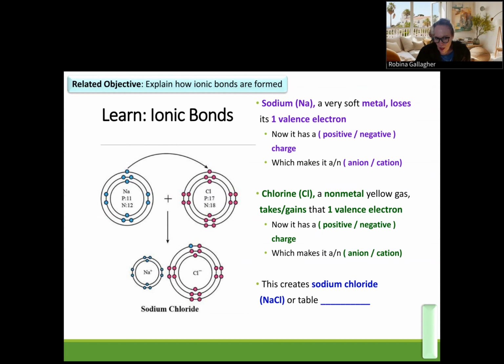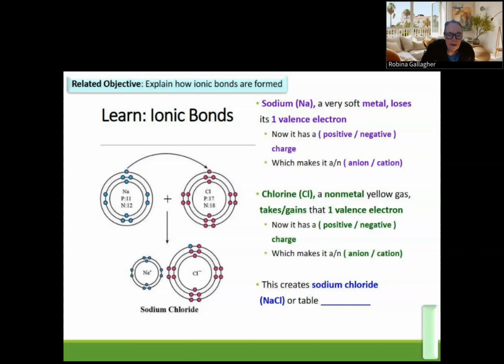Okay. So if I look at this, here is a sodium atom, and right now it's a neutral atom. Notice it has one valence electron. And this is a metal. Sodium is a metal. Over here, I have chlorine, which is a nonmetal. It has 7 valence electrons.